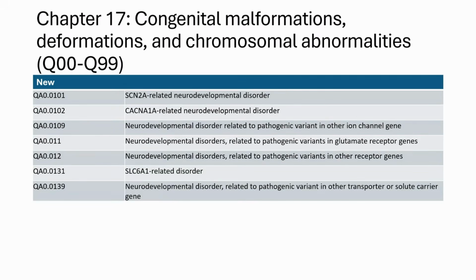QA 0.0131 is for SLC6A1 related disorder, which is a rare genetic condition associated with epilepsy, developmental delay, and autism spectrum features. And QA 0.0139 is what will allow coders to capture disorders linked to pathogenic variants in other transporter or solute carrier genes, again reflecting the fact that these conditions are being diagnosed more often with all of the new modern genetic testing that we have.